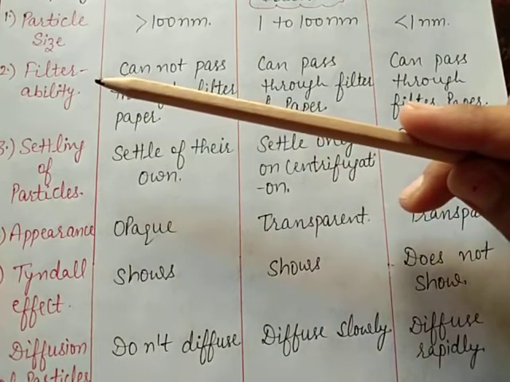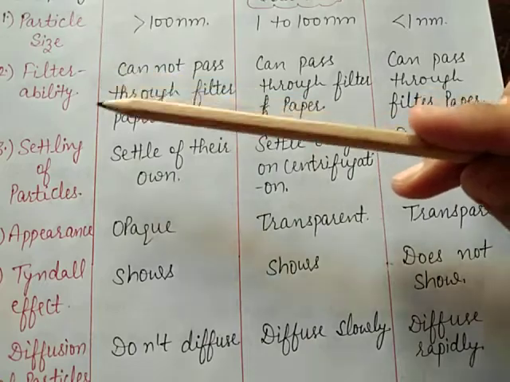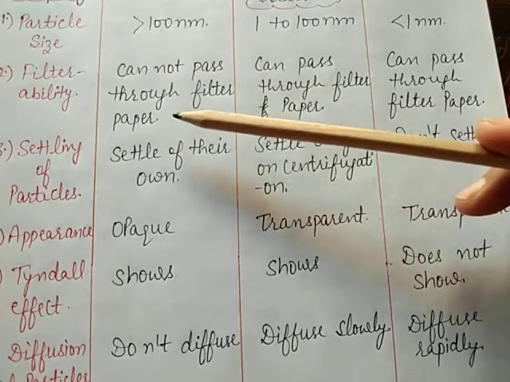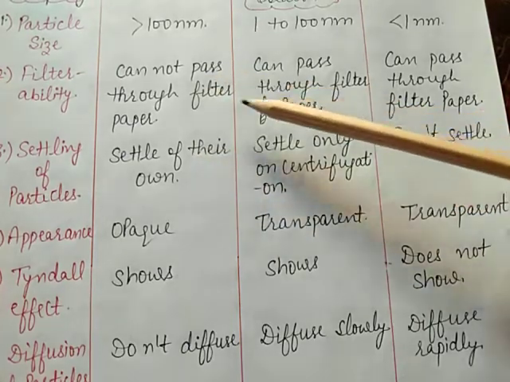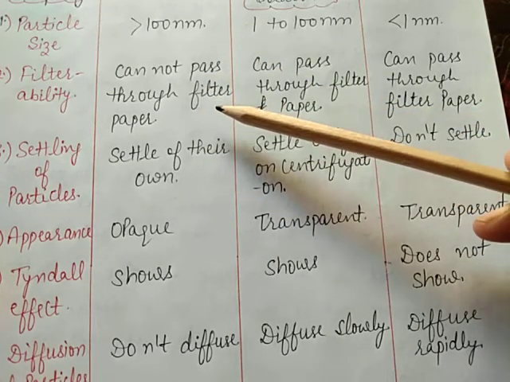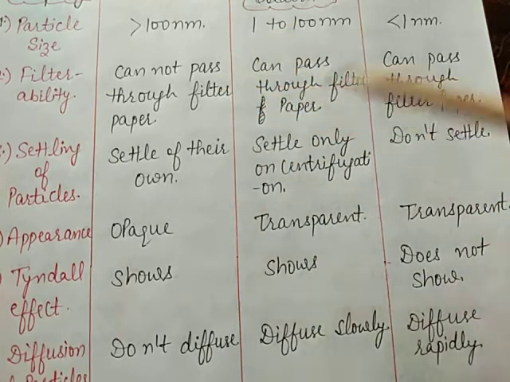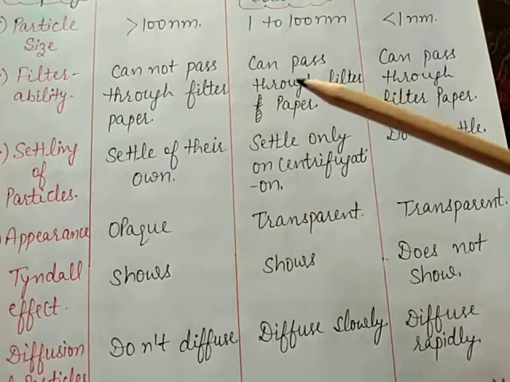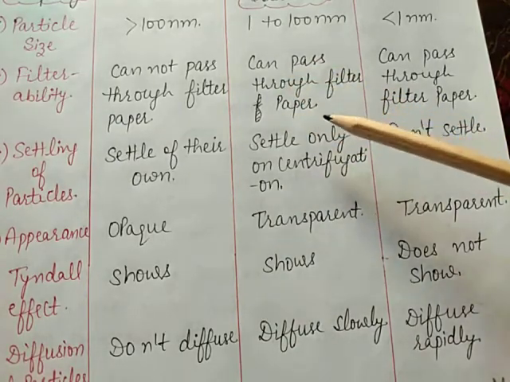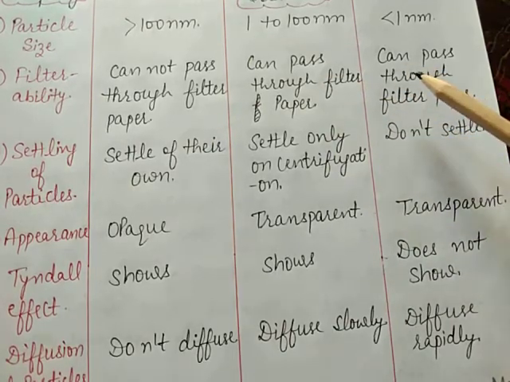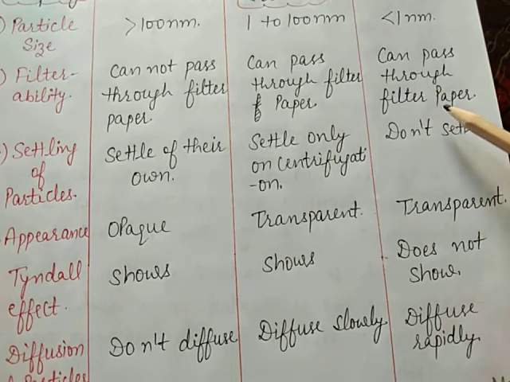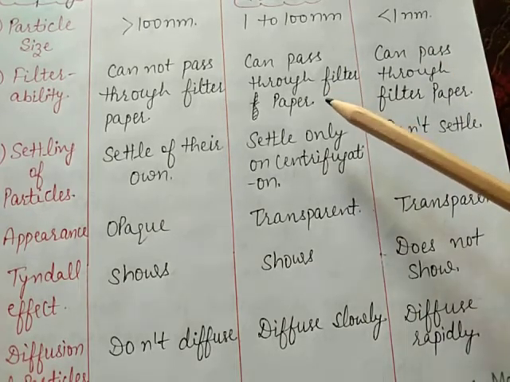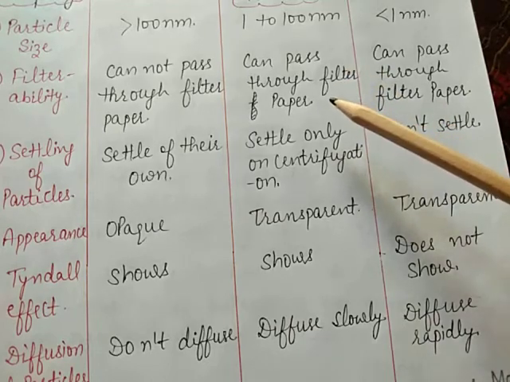Second point is filterability. Filterability means ability to filter. Means in the case of suspension, the particles cannot pass through the filter paper. Means it can be easily filtered. Solute particles are left in the form of residue and the filtrate will separate out. But the colloidal particles can pass through the filter paper. In case of true solution, these particles pass easily through the filter paper, like a sugar solution. In case of colloidal, like milk, soap solution, they easily pass through the filter paper.